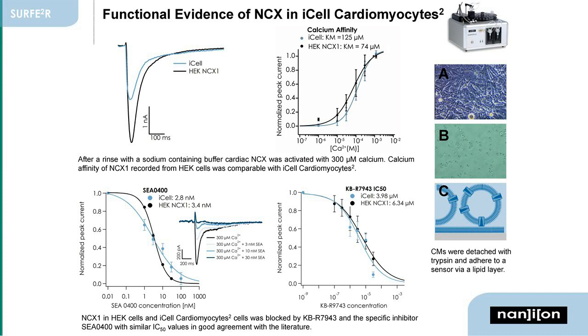We then looked at some inhibitors, so here we're showing SEA-400, and as we increase the concentration of the inhibitor, there's a concentration-dependent reduction in the peak current, and that's also shown here in these representative traces. And then, surprisingly, we found that they have comparable IC50 right around 3 nanomolar. And then we looked at one more inhibitor, KB-R7943, and as we increased the concentration of that inhibitor, there was also, again, a reduction in the peak current with comparable IC50 at around 5 micromolar.